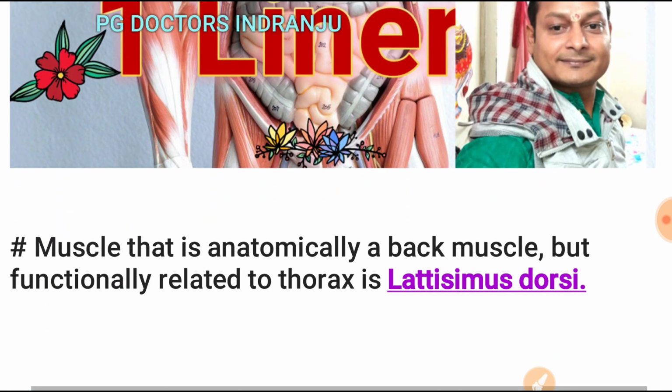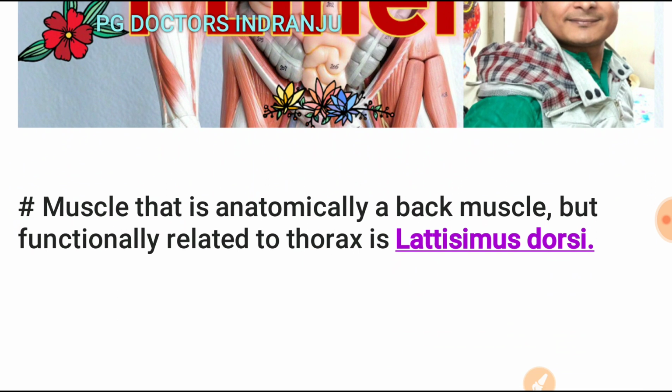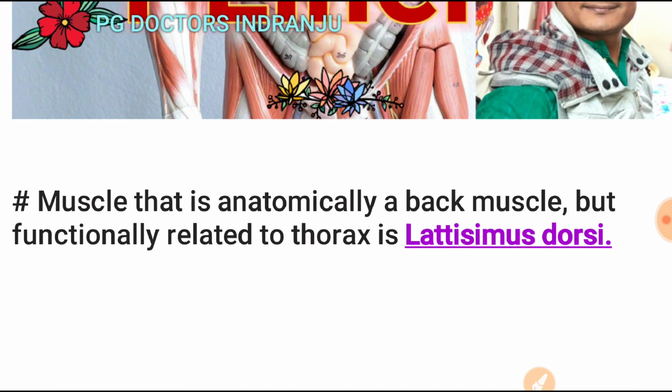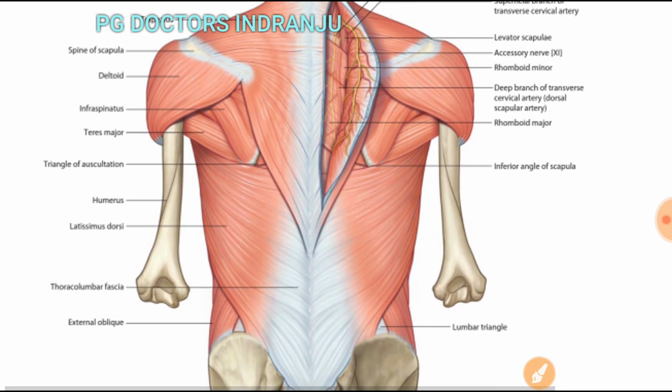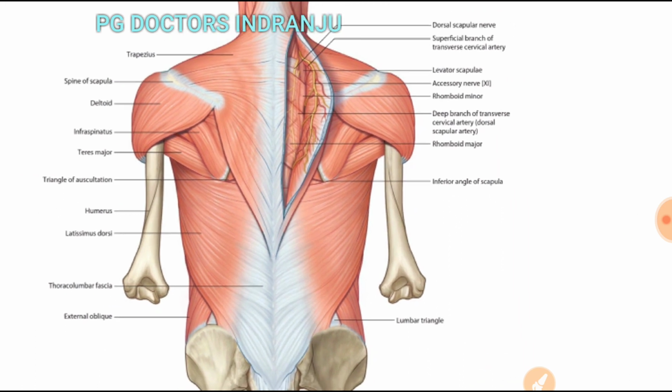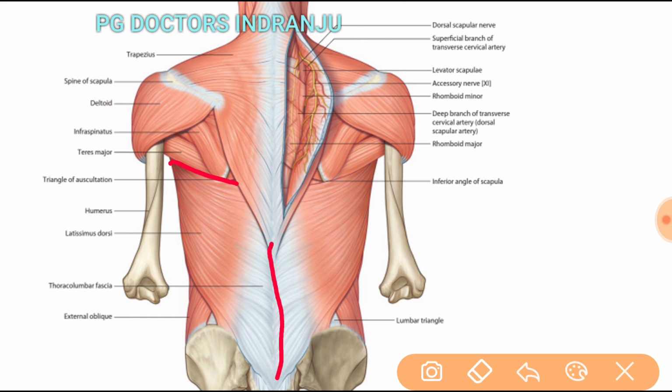Anatomy one-liner part first. The first is the muscle that is anatomically a back muscle but functionally related to the thorax. It is latissimus dorsi. The image shows you the muscle, which is the latissimus dorsi.